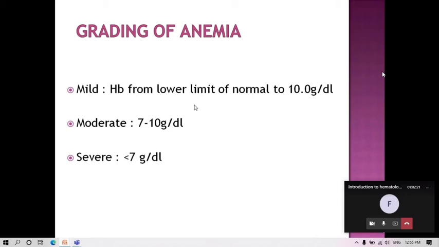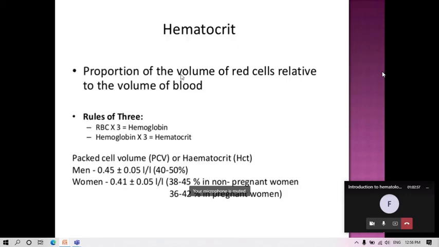So what is hematocrit? Hematocrit is the proportion of the volume of RBCs relative to the volume of blood. So hematocrit is a very good indicator of anemia. MCV we have already discussed, and MCH is basically the average amount of hemoglobin in each red cell.